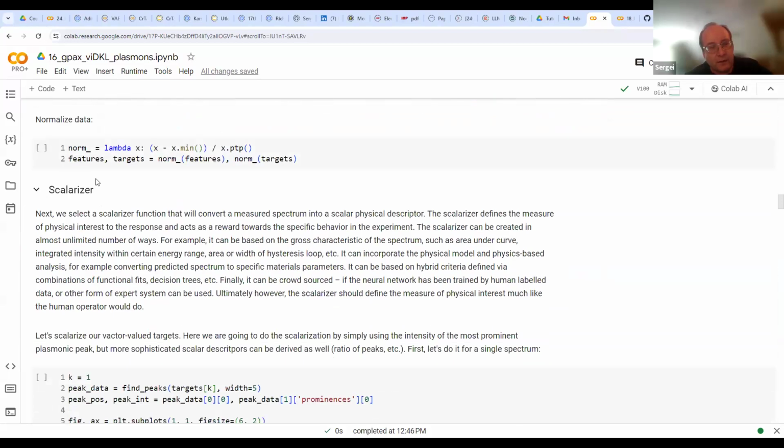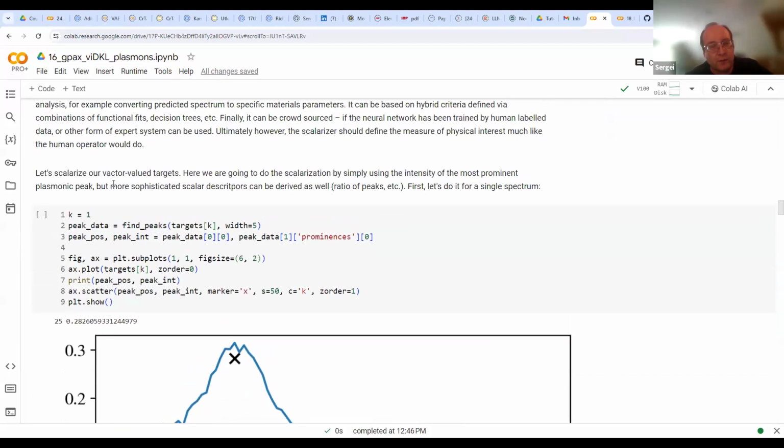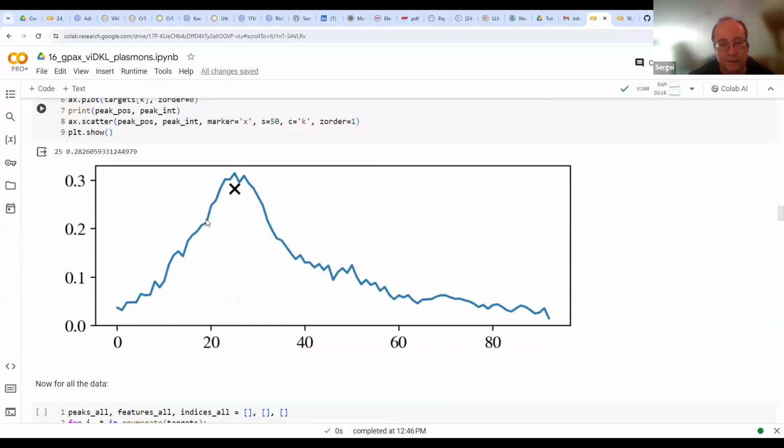So the next thing that we need to do is we normalize them. Then the next thing we need to do is to define the scalarizer. As I said, defining the scalarizer in some sense is the most difficult scientifically when it comes to this type of work, because the scalarizer should represent what it is about the system that we are interested in. Generally, the easiest way to define the scalarizer is to simply find the position of the maximum. So that's an easy one. It doesn't have to be this way.